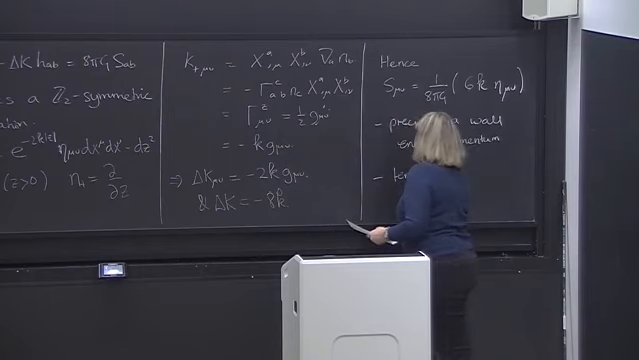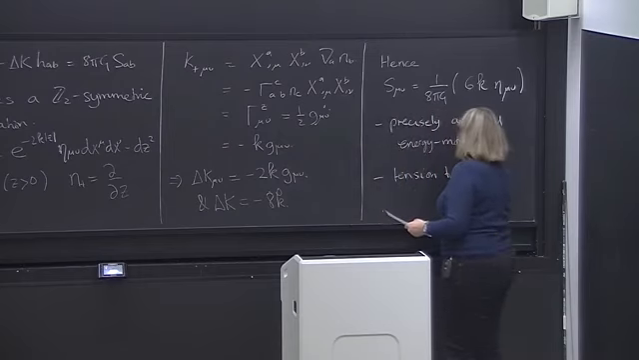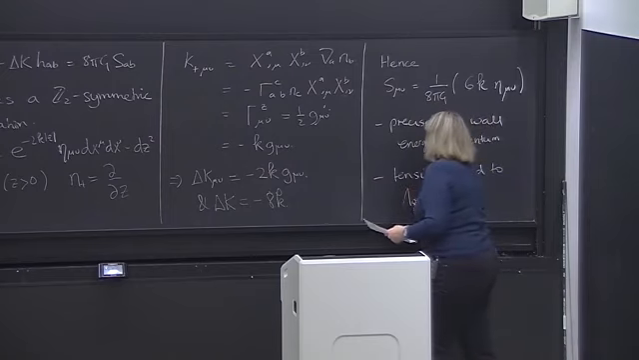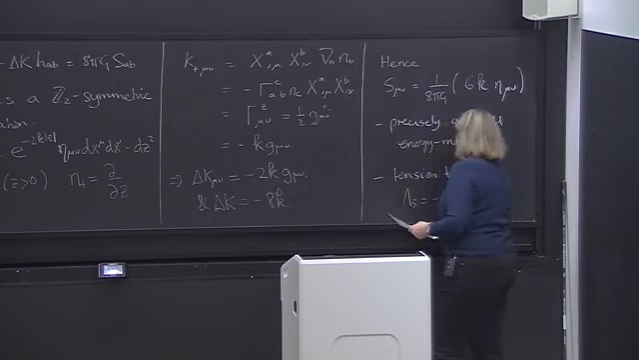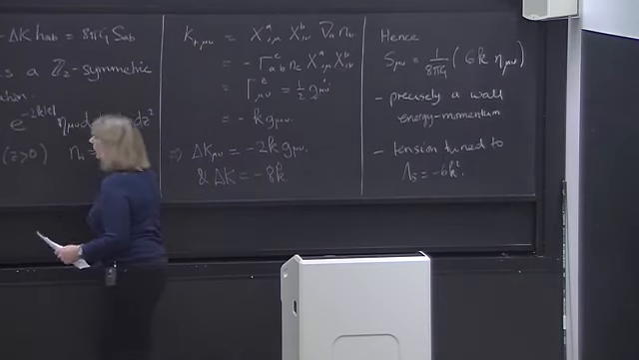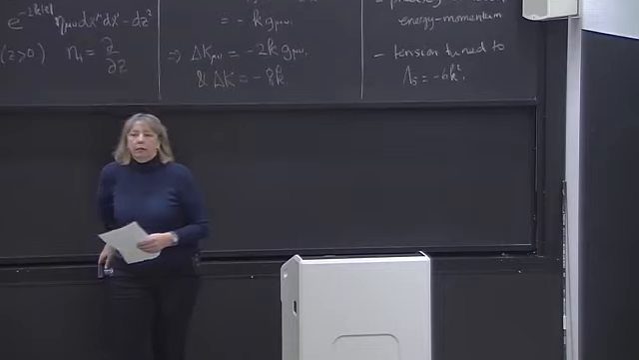But note that the tension of the wall is tuned to lambda. So we can't have any brane energy momentum here. It's got to be a very specific value dependent on the cosmological constant. So that's our Randall Sundrum configuration.